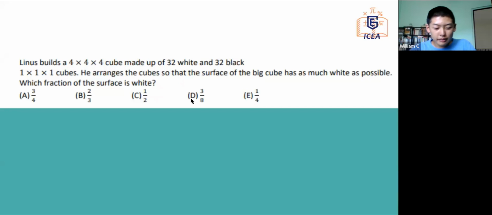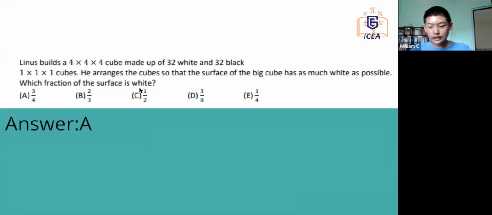It's not time for a break, but now let's do some actual problems. Linus builds a 4 by 4 by 4 cube made up of 32 white and 32 black 1 by 1 by 1 cubes. He arranges the cube so that the surface of the big cube has as much white as possible. What fraction of the surface is white? I'll give you some time to think about this, and if you have the answer, please type it in the chat. The answer is D.